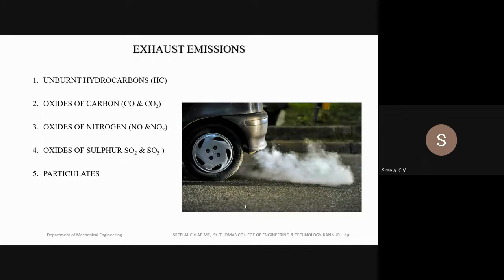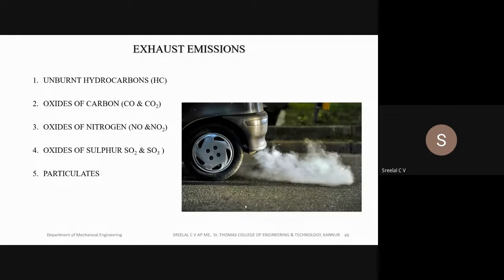At that particular stroke, what happened? Parameters like temperature and pressure will be changing. Then in the case of an SI engine, we give the spark, and in the case of a CI engine, we start the injection. Due to that process, the self-ignition temperature will be reached.